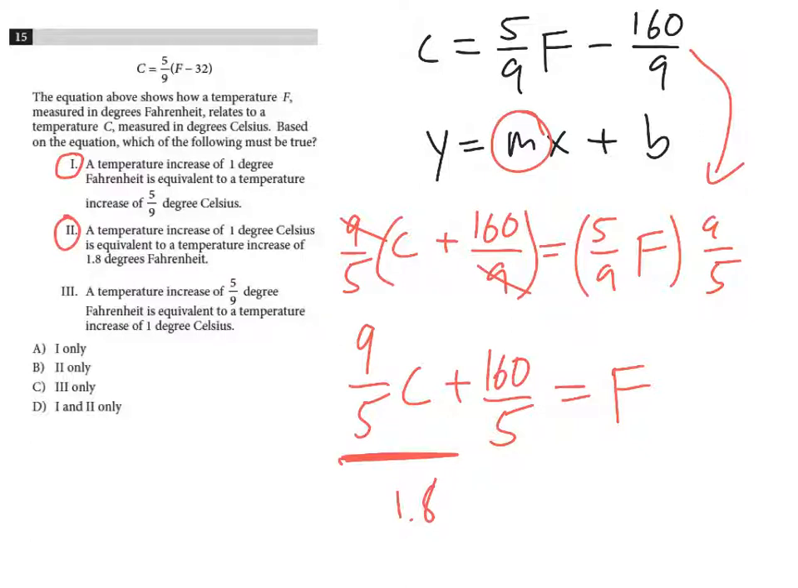And next it says a temperature increase of 5/9 degree Fahrenheit is equivalent to a temperature increase of 1 degree Celsius. No. If we increase Fahrenheit by 5/9, well, Celsius is going to increase by 25/81. Yeah, so that's not a solution. So 1 and 2 only.